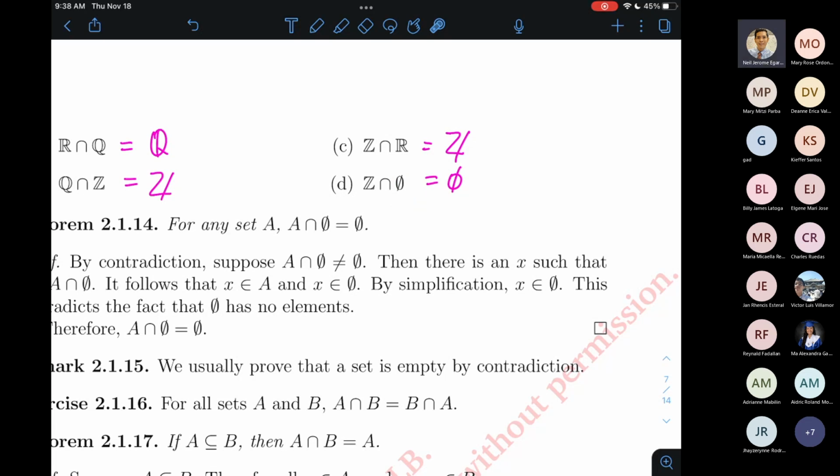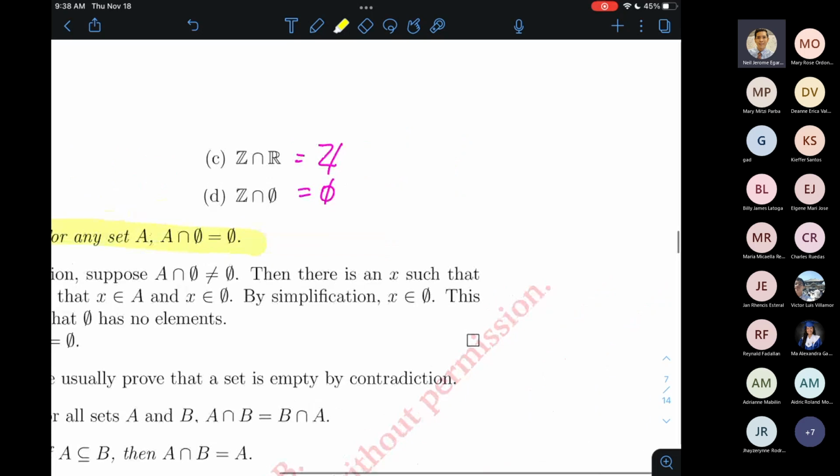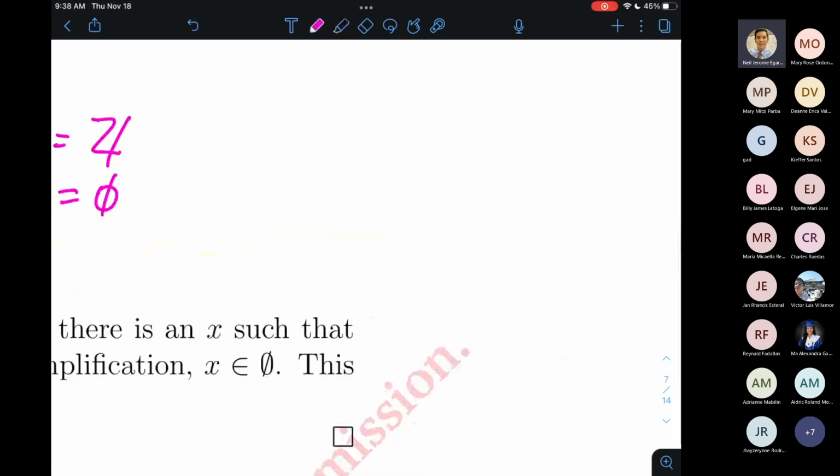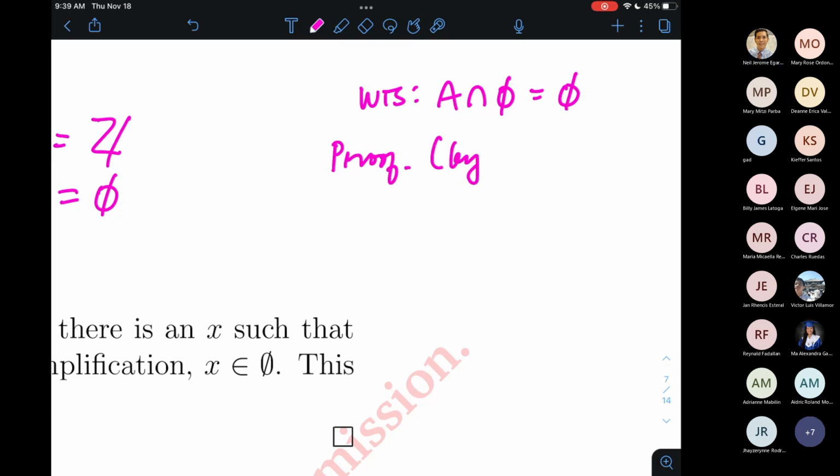And basically, that is what is proven in Theorem 14. Sabi niya sa kahit na anong set, ang intersection ng set na yon at saka ng empty set ay empty. All right? And usually, to prove something is an empty set or is equal to the empty set, proof by contradiction yung ginagamit natin. So let's try to do that here. Okay. So here, we want to show that A intersection the empty set is the empty set. And we're going to do the proof by contradiction.